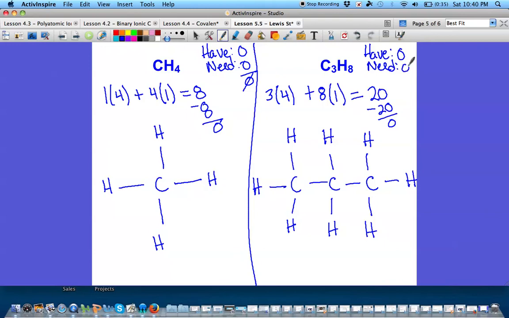So sometimes you will have Lewis structures where you will not need to apply any dots. And that is happening with both of these carbon molecules.